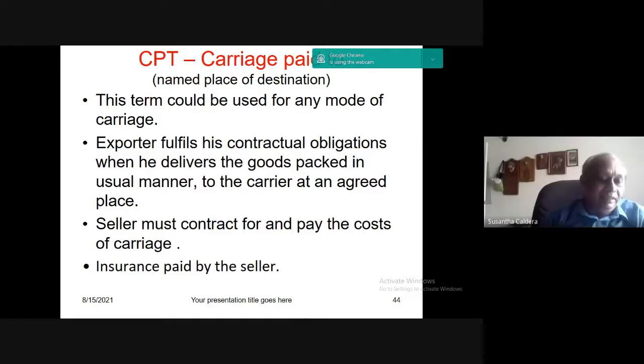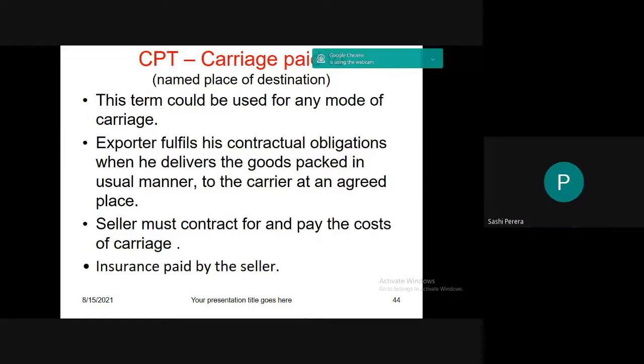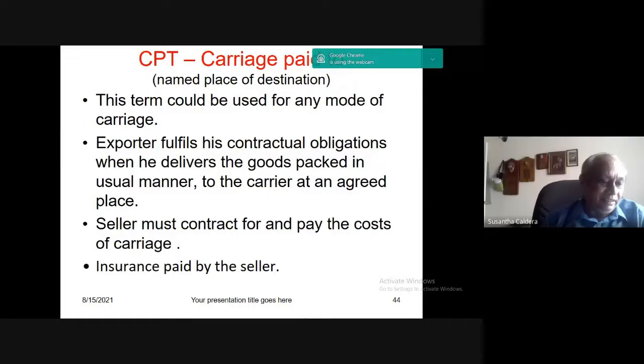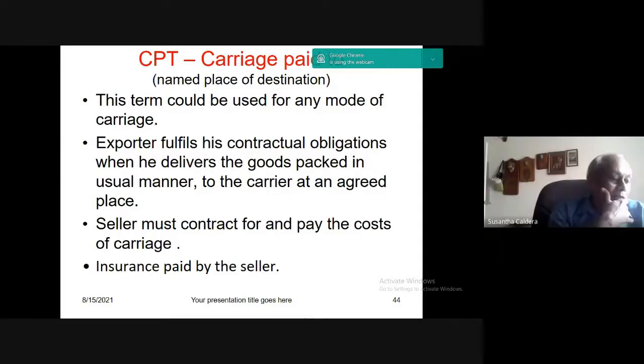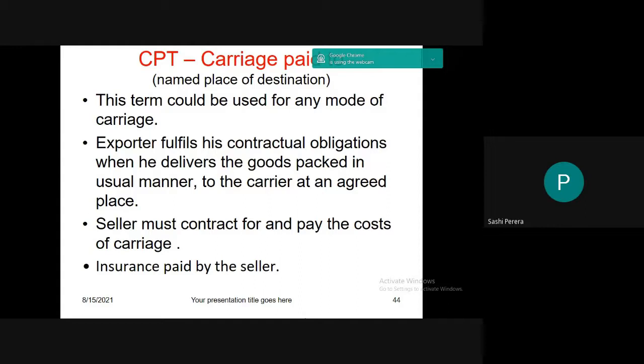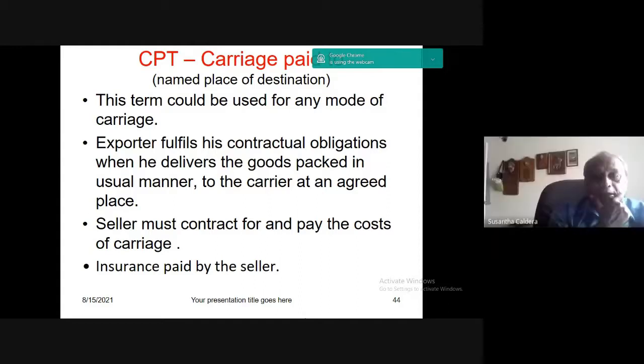Right. And under CPT, export clearance. Seller. Very good. Then contract for carriage. Seller. Loading. Seller. Insurance. Seller. Insurance also seller. Right. Unloading.